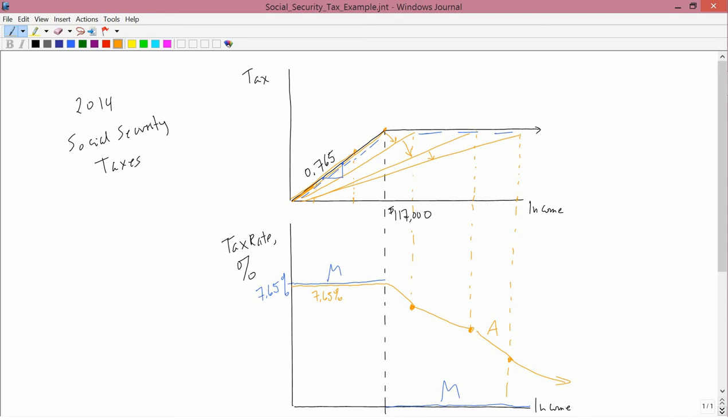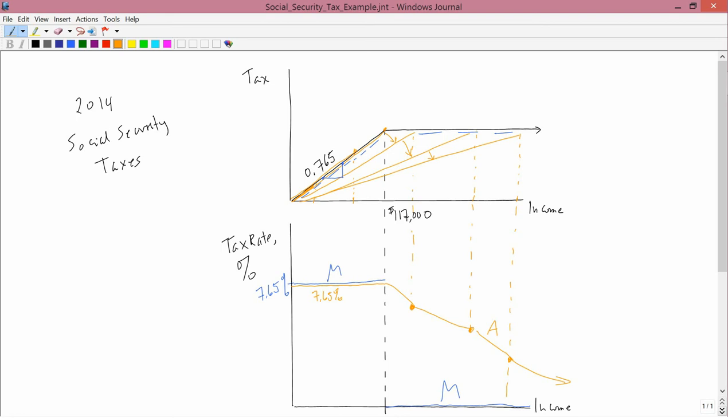Let's see. Well, I think that's all I've got to say about Social Security taxes. This 7.65% is what the employee pays. The employer has to pay the same amount. If you're a self-employed person, then you don't have an employer, and so you have to pay more Social Security taxes than what I've shown, because you have to pay the employer's part as well as the employee's part.